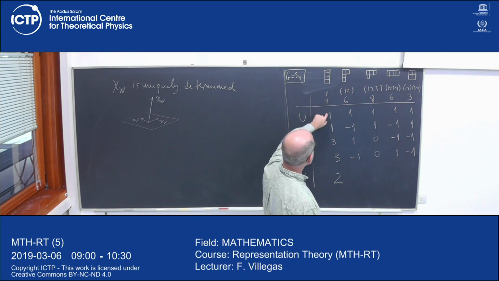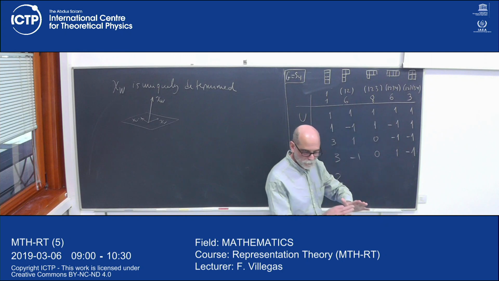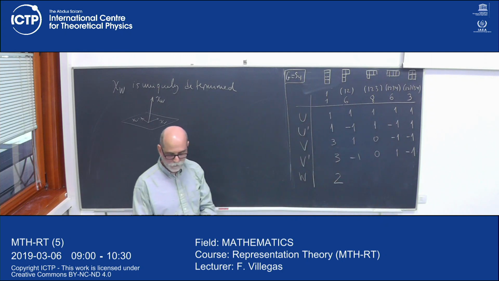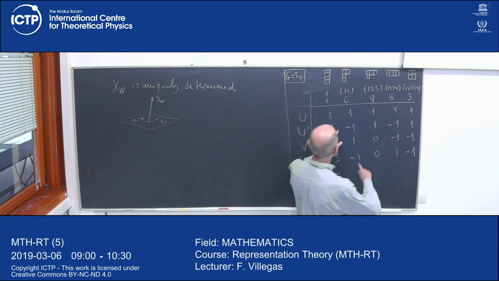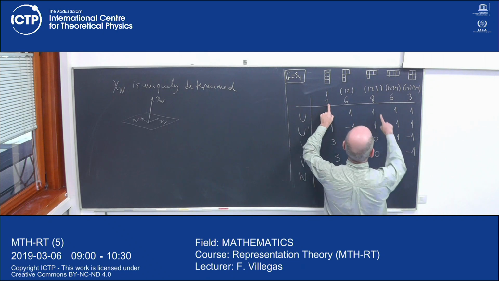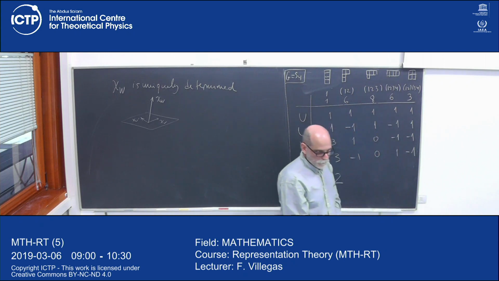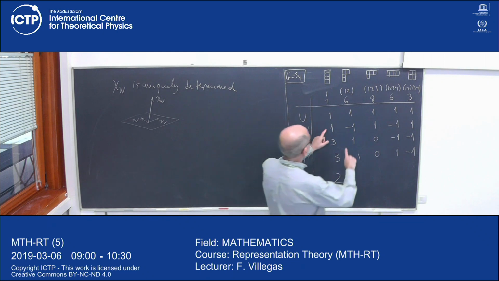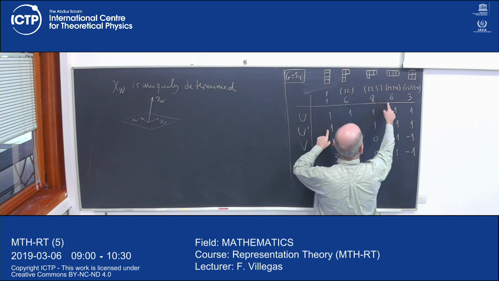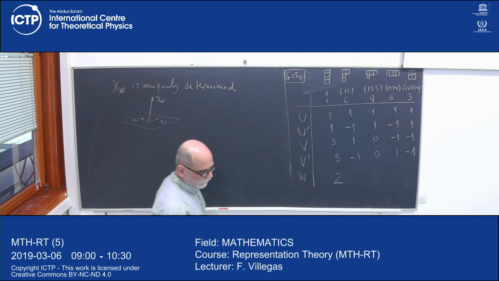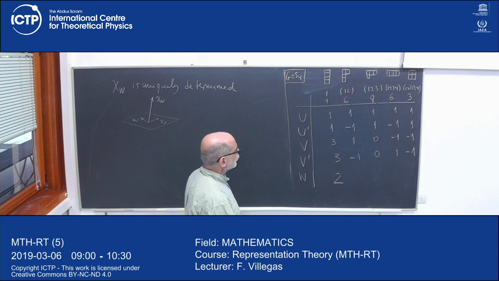So let's see, it would be 1 minus 6 plus 8. These numbers are important because the inner product is the sum over all elements of the group, not just the conjugacy classes. So we should have 1 plus 8 plus 3, that's 12, and 6 and 6 is 12, so 12 minus 12, that's 0. So if the rows are orthogonal, the columns are orthogonal? Yes.